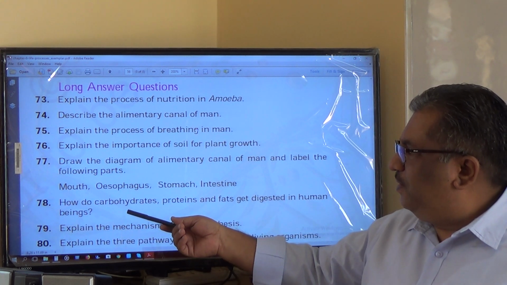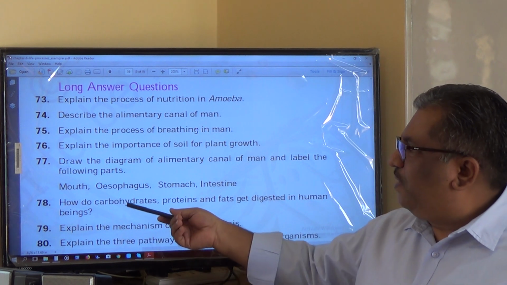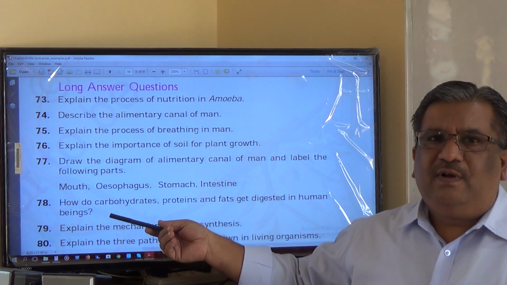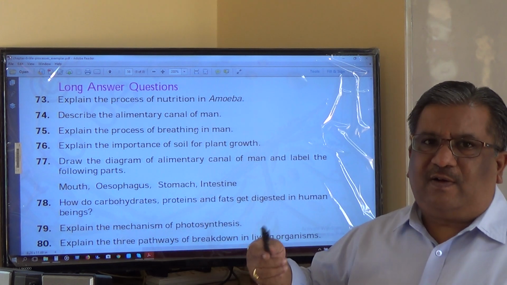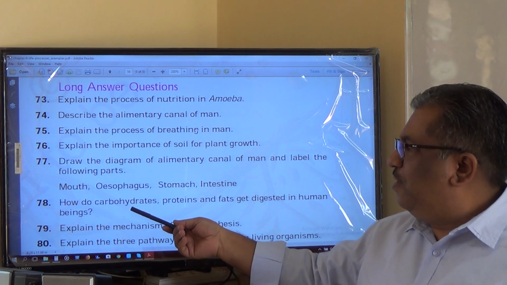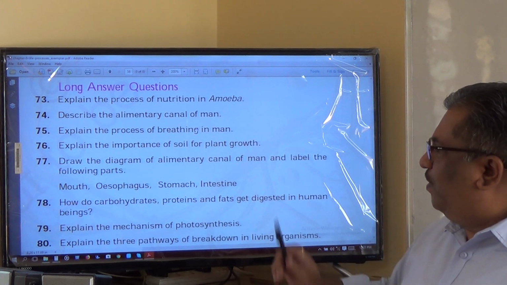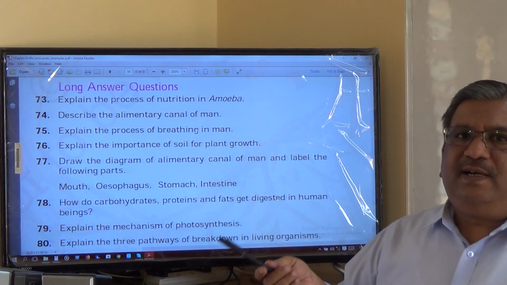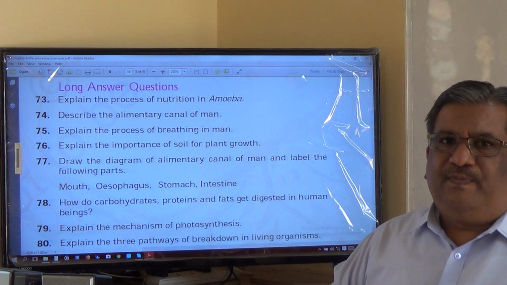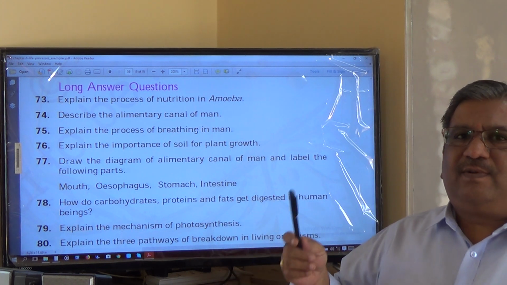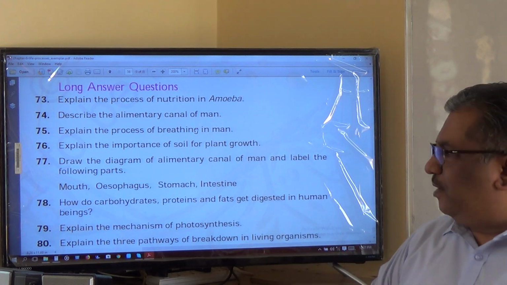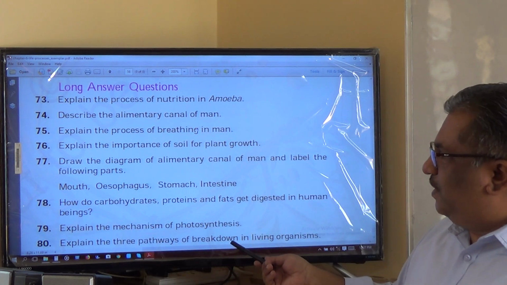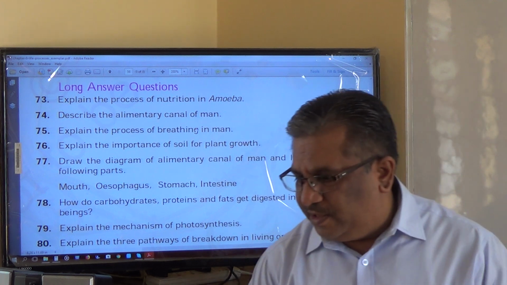So these things have been discussed in detail. Carbohydrates, basically starch and other complex substances, are converted into glucose, proteins to amino acids, and fats to fatty acids and glycerol. All this takes place in the mouth as well as in the stomach and intestine. That process you need to explain, which we have discussed in detail. Explain the mechanism of photosynthesis. We have discussed in detail.